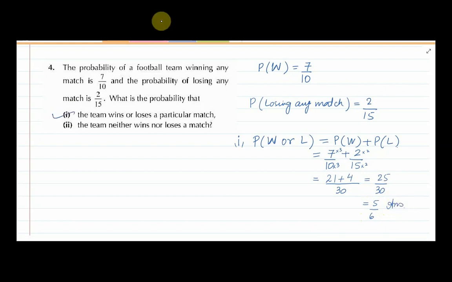For the next part, we are going to use the same working formula, that probability of an event that it occurs plus probability that an event does not occur equals 1. Now in the first part, we found out the team wins or loses a particular match, and the next part says the team neither wins nor loses a match. That means it is the opposite of the first part, right?